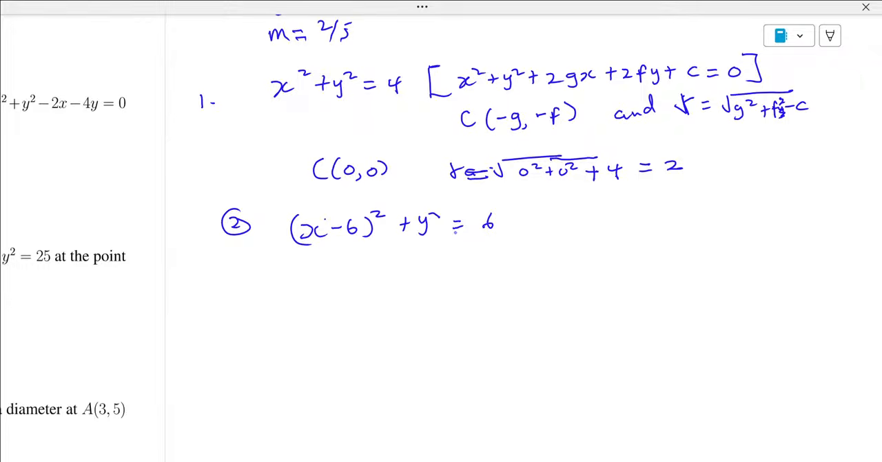So what will be the center? So let's say this one is center 1 and then center 2. What will be the center of this one? What will be the center? So we'll have our center to be 6, 0. From here we can have our center to be 6, 0.